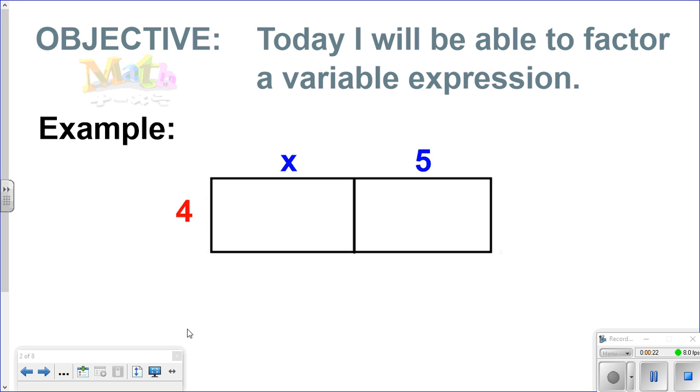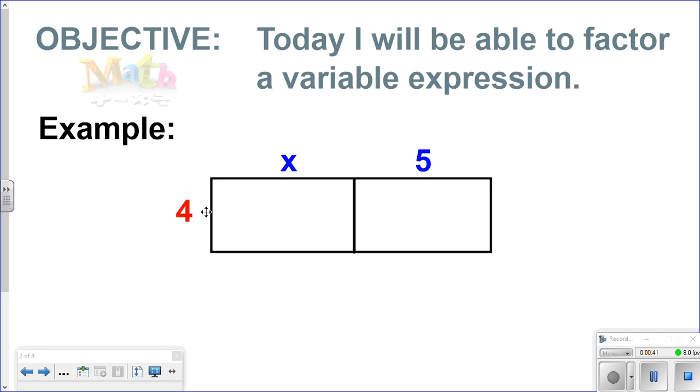Before we find factors, let's multiply two terms together. Say the terms 4 times x plus 5. If we look at it as a rectangle, length times width, this side, the width, is 4, and this side is x, and this part is 5, so x plus 5.